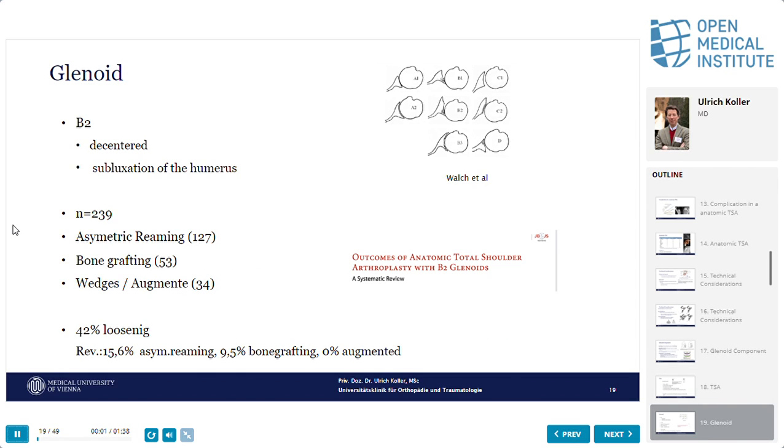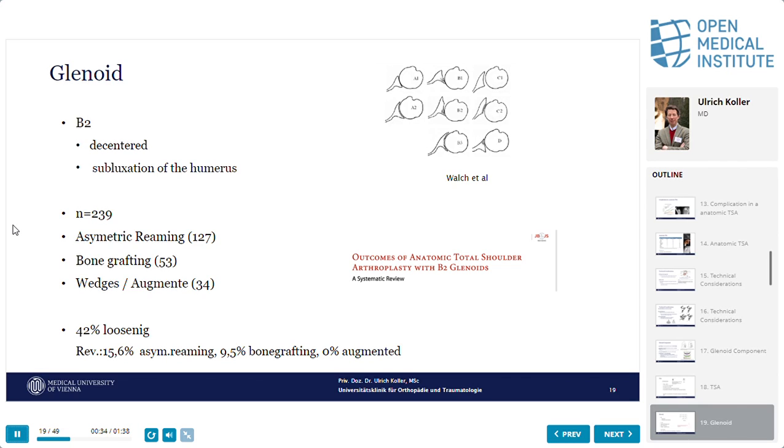So what can you do in the B2 glenoid? This is the B2 glenoid. This is where we have this subluxation, and you see this is the new glenoid here. It develops when the head is luxating back. What can you do? They did 239 shoulder prostheses. One group was reamed asymmetrically. In one group they performed bone grafting, and in the other they used wedges.